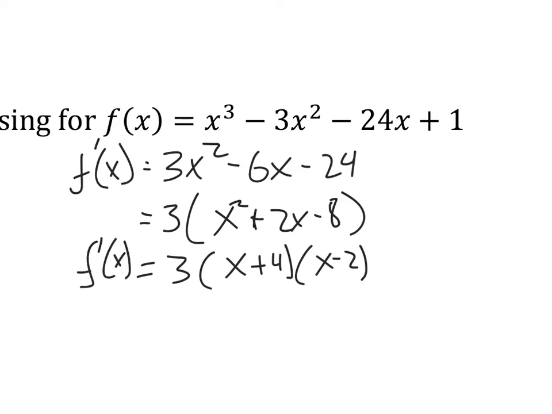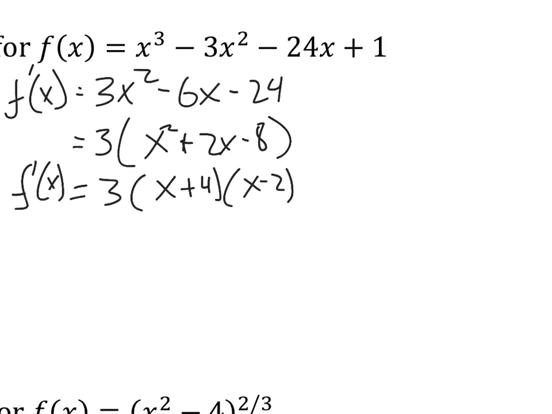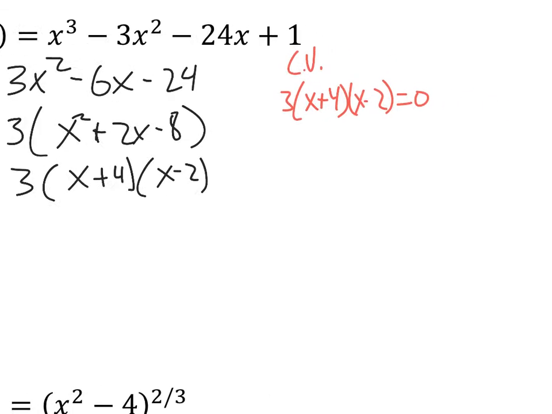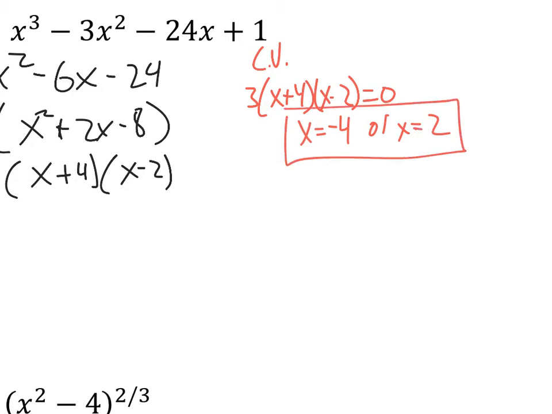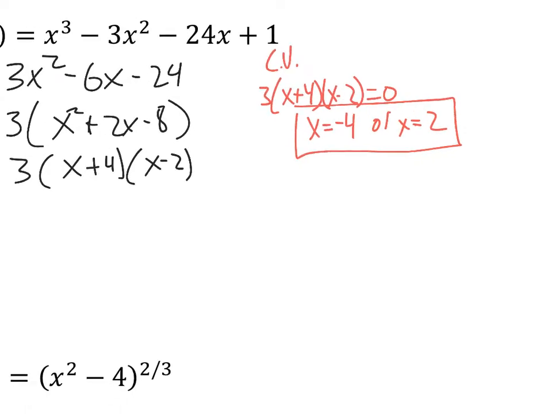Now, we want to find the critical values, and then we'll check in between them. So let's start with the critical values here. We want to set that equal to 0. 3 times x plus 4 times x minus 2 equals 0. So that happens, we can tell, when x equals negative 4 or x equals 2. So there are our critical values right there. Doesn't mean they're minimums and maximums, but we know they're critical values.